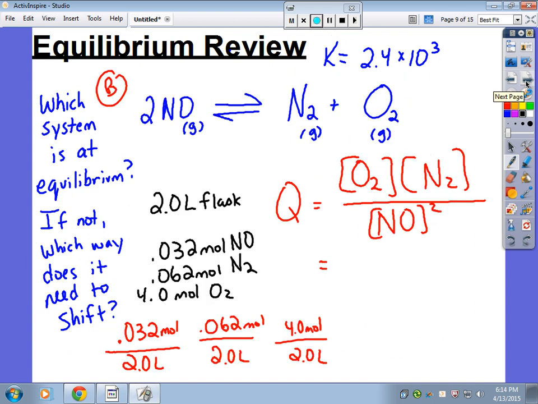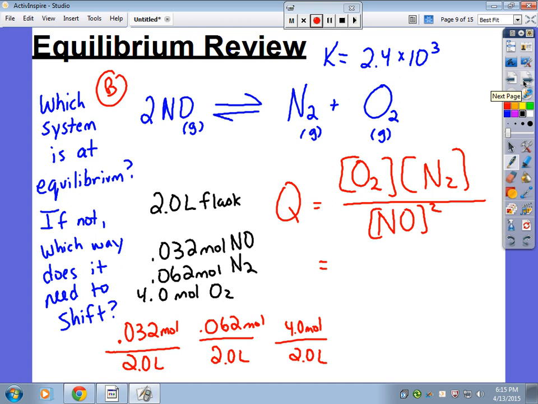Let's try another one. Which system's at equilibrium? Let's see if this one's at equilibrium. Well, look at this. Our K hasn't changed. This is still the same reaction. It's still the same temperature. It still has the same value for the equilibrium constant, right? See that? 2.4 times 10 to the third. But now we've got a different amount of stuff. Look at the different stuff we have now.